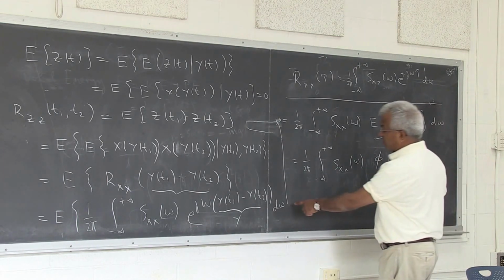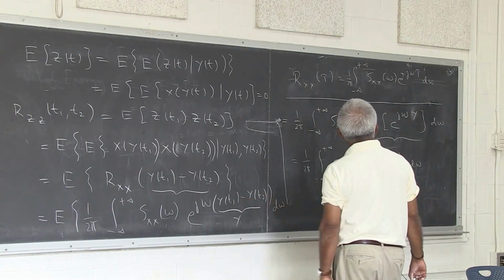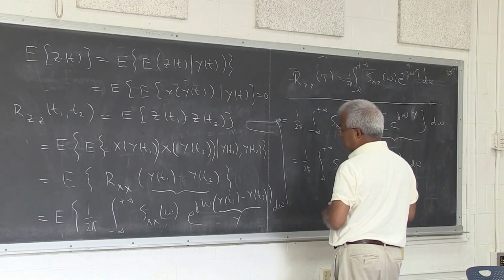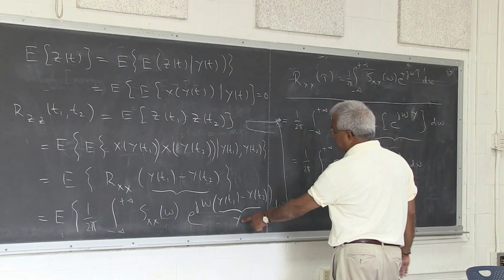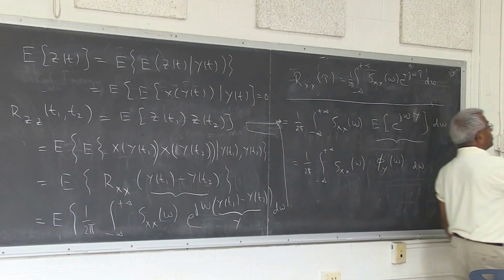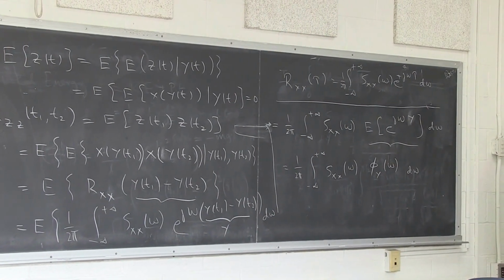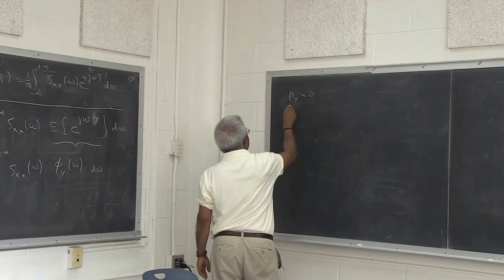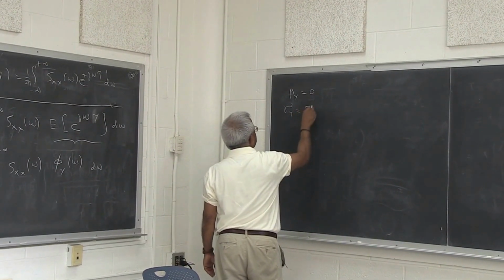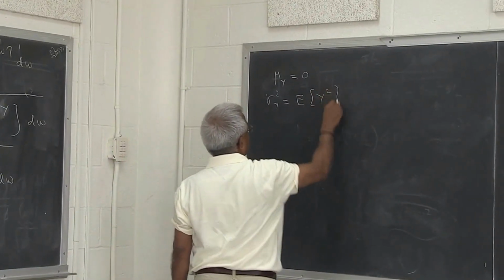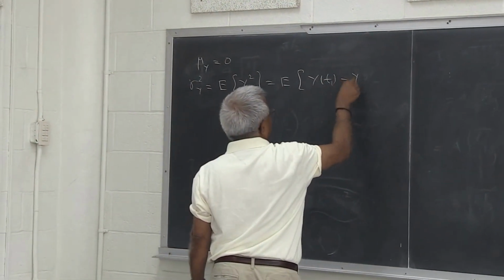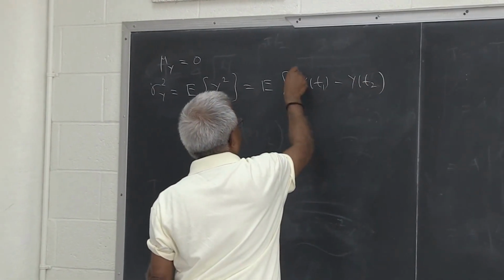But this characteristic function could depend on t1 and t2 in general, unless other conditions are given. Of course, we know that we can easily find the mean and variance of y. For example, the mean of y is going to be 0, and the variance of y is the expected value of y squared, which is the expected value of y t1 minus y t2 squared.